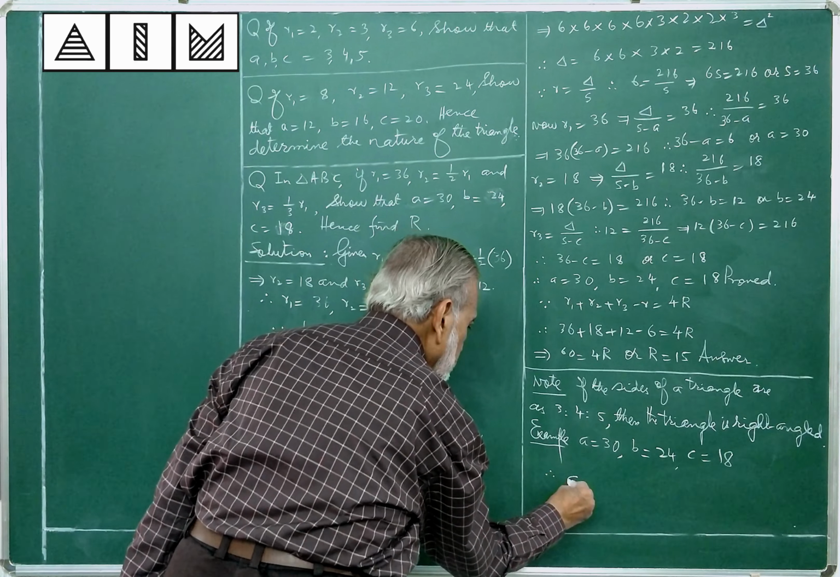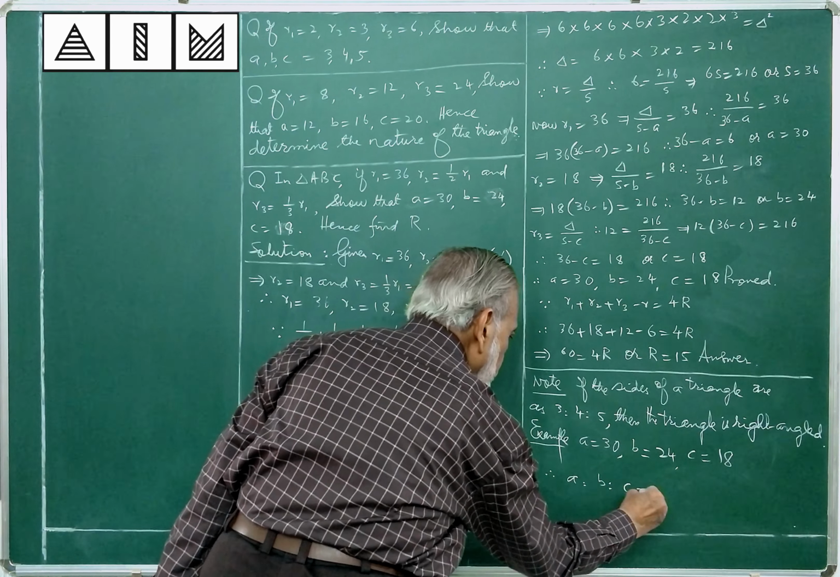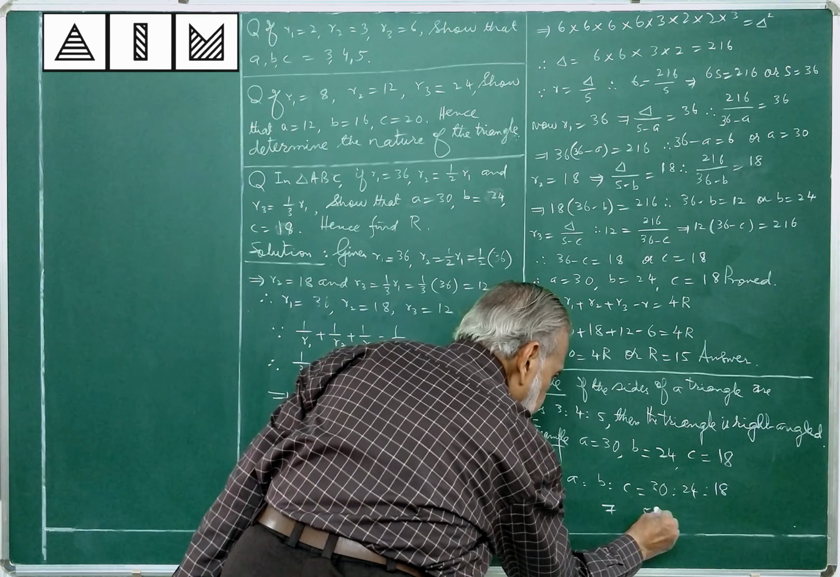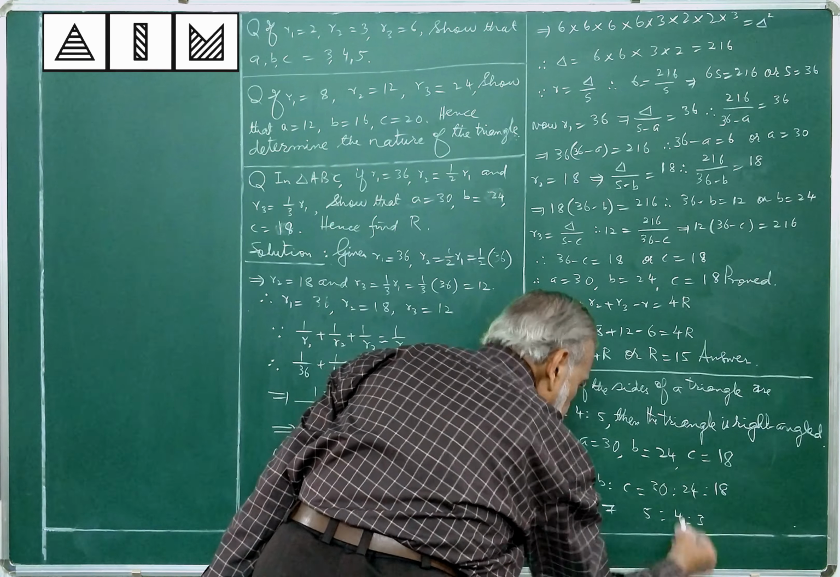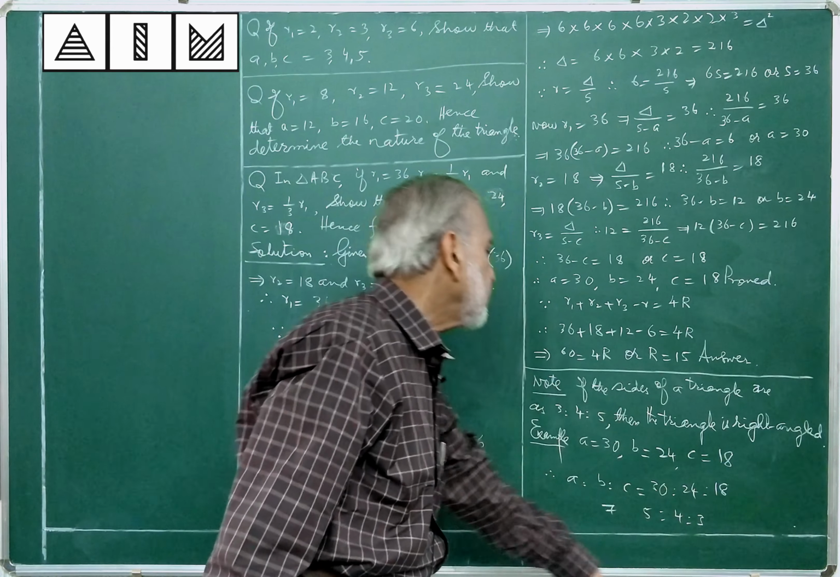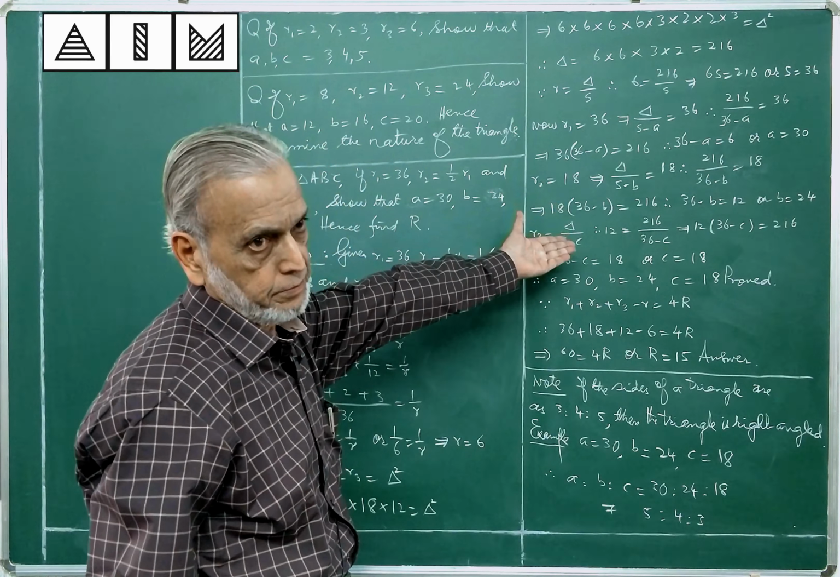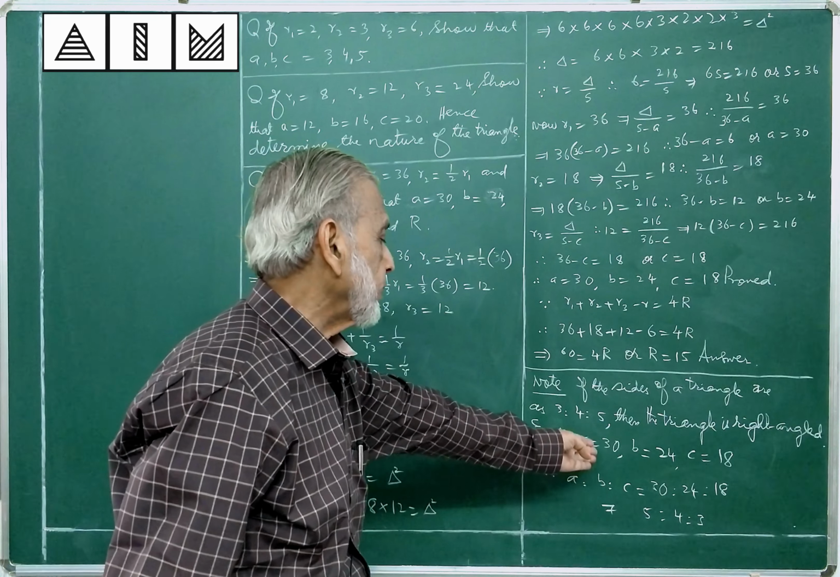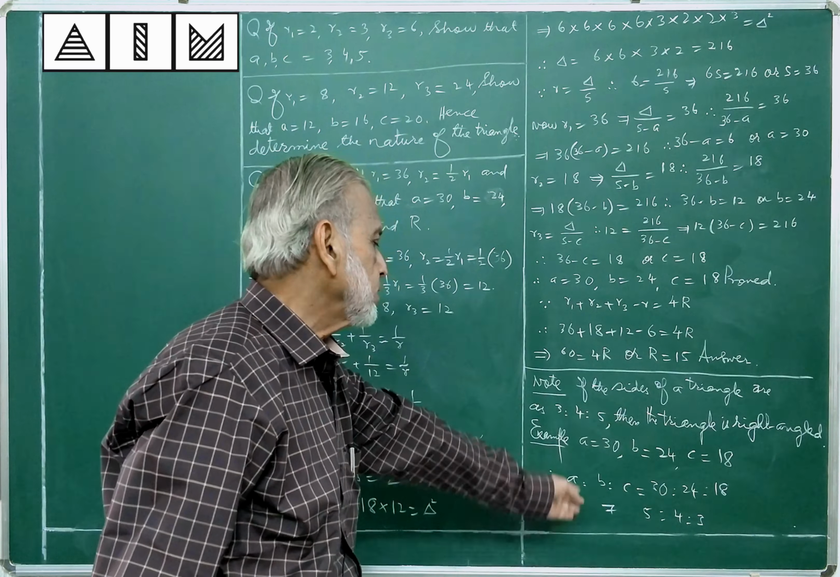See here, A is to B is to C is equal to 30 is to 24 is to 18, or shall we say 5 is to 4 is to 3, dividing by 3, 6. 6 5 are 30, 6 4 are 24, 6 3 are 18. That shows triangle is right angled. So this property of triangle 3:4:5, it can be anywhere, not necessarily 3, 4, 5. It can be like this also, 30, 24, 18. This is in the ratio 5:4:3 or 3:4:5. That is, triangle is right angled. Over.